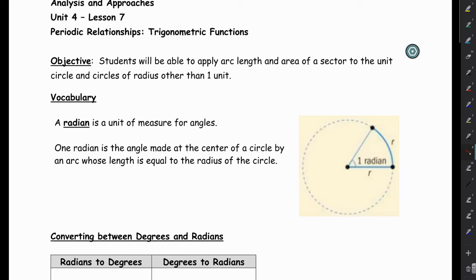Hi everyone, in this lesson we're going to be looking at trigonometric functions. And we have some vocabulary. A radian is a unit of measure for all angles.